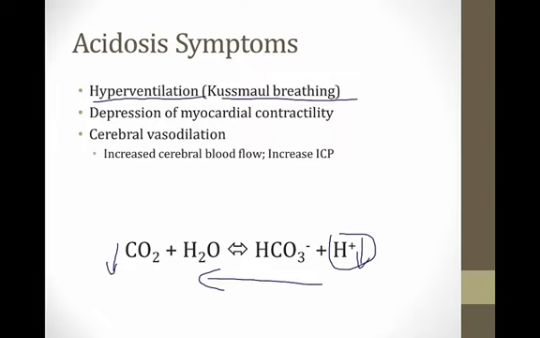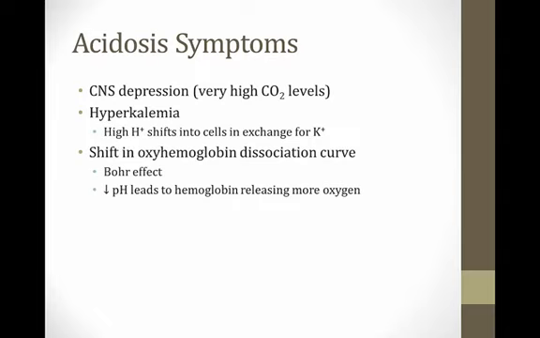Patients who are acidotic have depression of myocardial contractility. They can drop their cardiac output. The brain is very sensitive to the pH balance in the body. When you become acidotic, you get cerebral vasodilation, and you have increased cerebral blood flow, and you can get a high pressure inside the brain. If you have acidosis from high levels of CO2, you can get CNS depression.